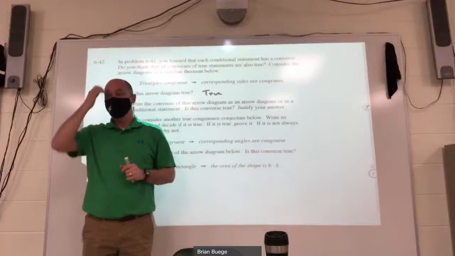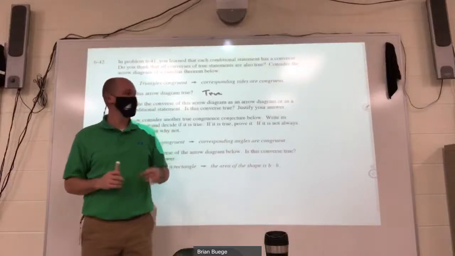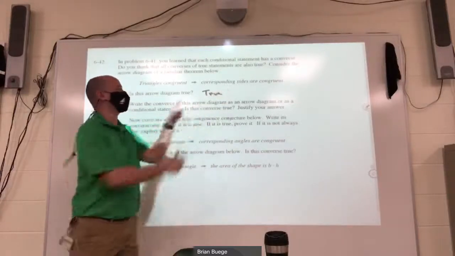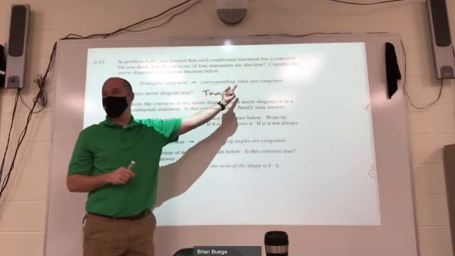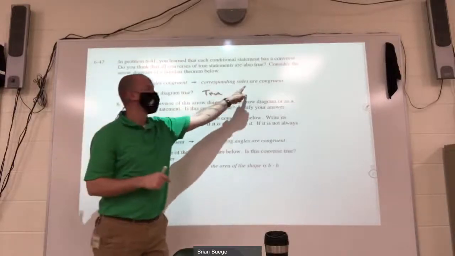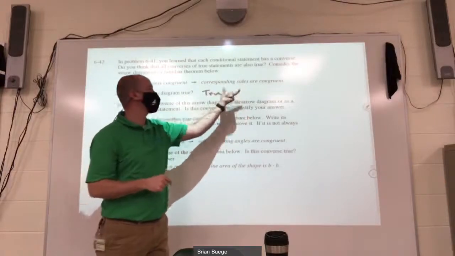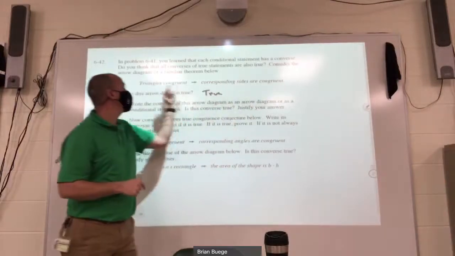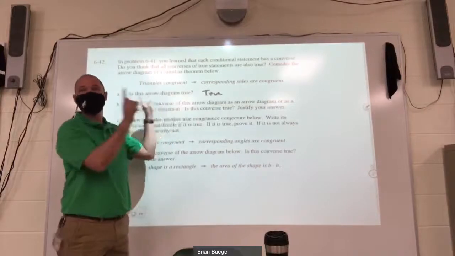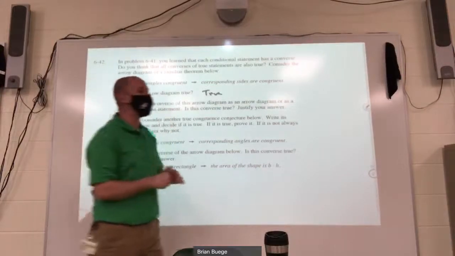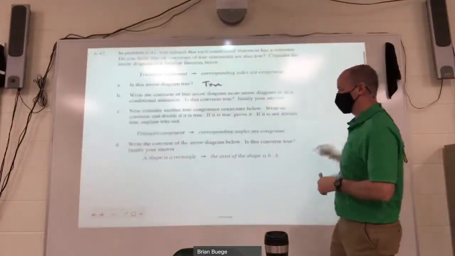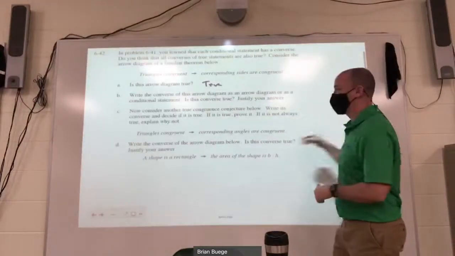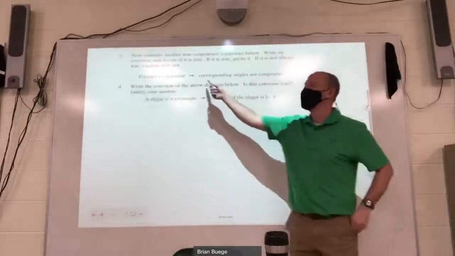Connor, you say yes? Which one are we talking about? Yeah, this is the definition. So the converse of this would be, yeah, if the triangles are congruent, I know the sides have to be. But side-side-side congruence says, if the sides are congruent, then the triangles have to be. Okay, so in this case, the converse is true. Let's go one more step.